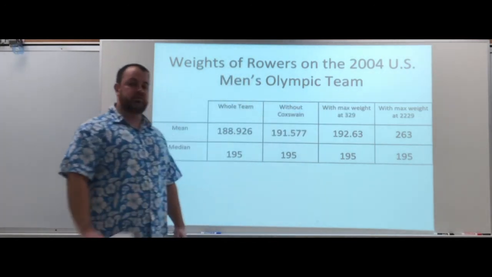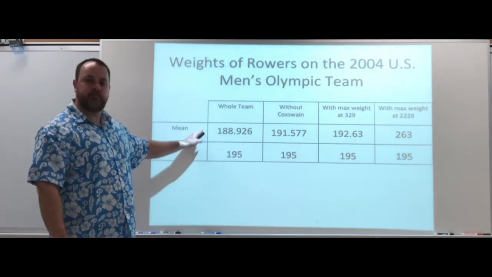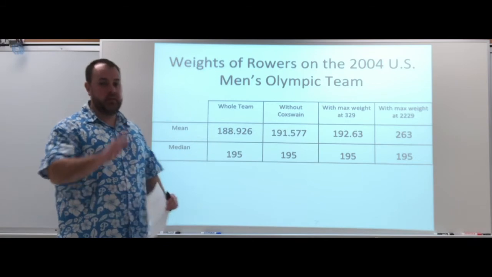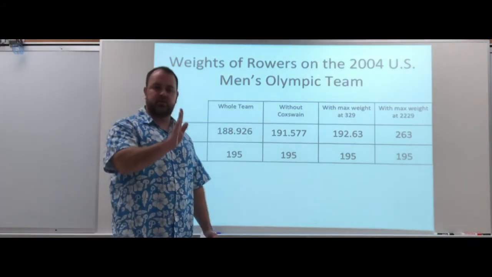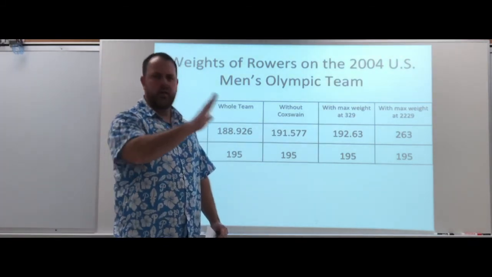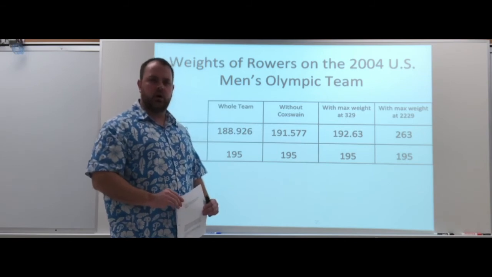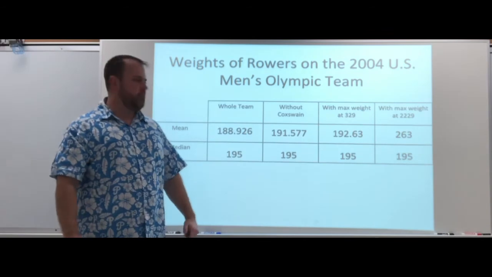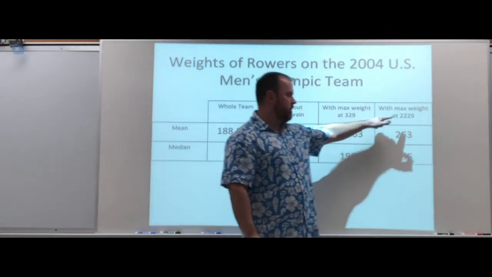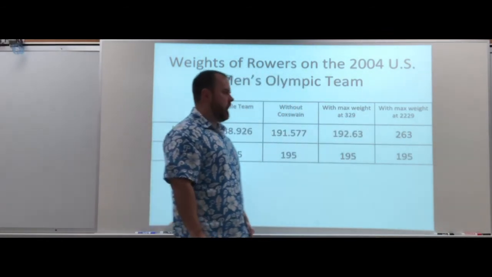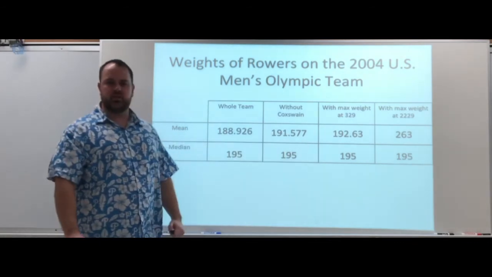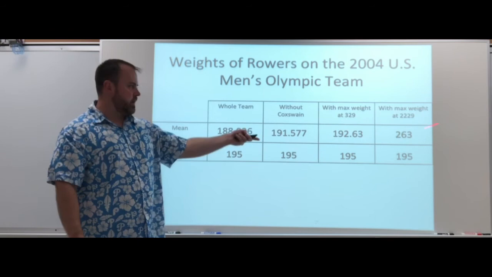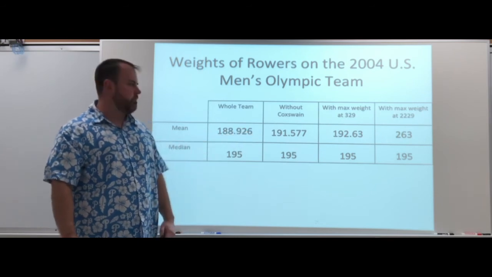What I'm hoping you see here is that the mean is affected by outliers. The median is not. The median might adjust a little bit because the position might move slightly, but it's not going too far. It will depend on the data set, but in this case, it stayed 195, even with extreme outliers of 329 and 2,229. The mean is changing every single time, sometimes not a great amount, but sometimes a very good amount, like that 263 all the way up there.